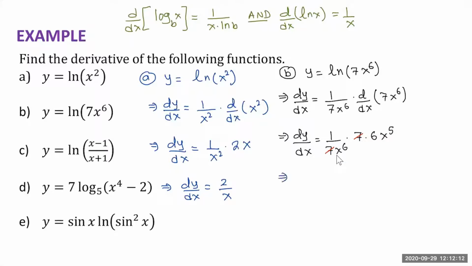So it will be dy. Let me use the proper color here. I'm using black for this. Okay, so dy over dx is equal to, in the numerator, we have 6 multiplied by 1, which is 6. And then in the denominator, as we cancel these two, you're left with 1x. So 6 over x, that is the derivative of the function y equal to natural log of 7x raised to 6.